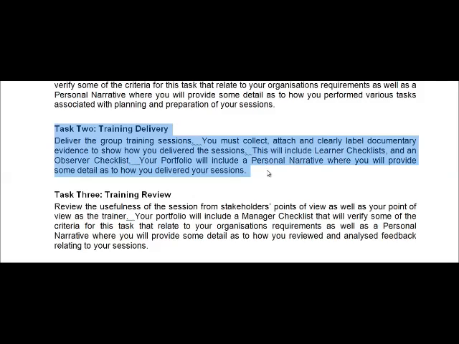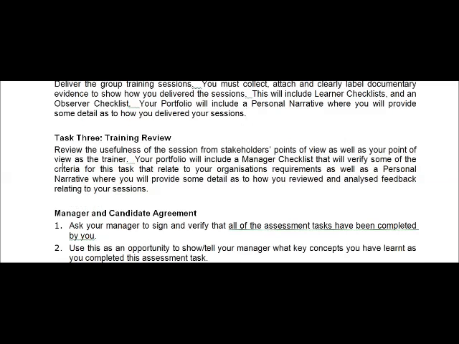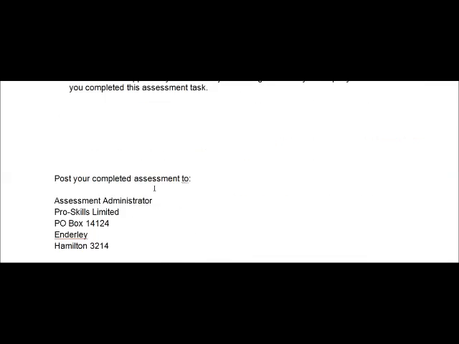Task 2 is about delivering the training. As part of your evidence, you have to collect and attach any supporting evidence to show how you delivered those sessions. We'll talk about that soon. And the last part is you just need to review your training sessions. So let's just go down now.